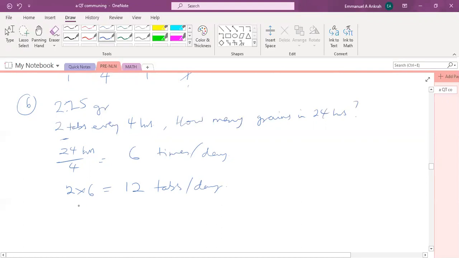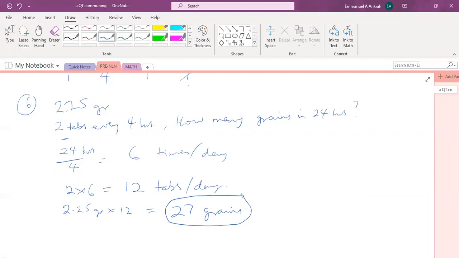Now each tablet is 2.25 grains. So you have to multiply 2.25 grains times the 12 tablets. So that gives us 27 grains for the day. Okay, 27 grains. Good. So it's D.